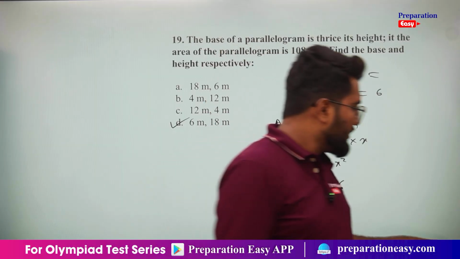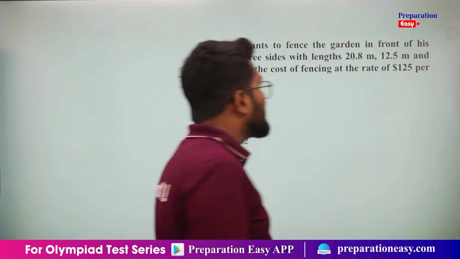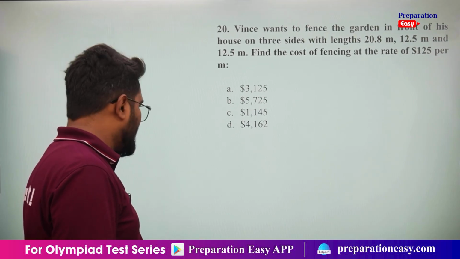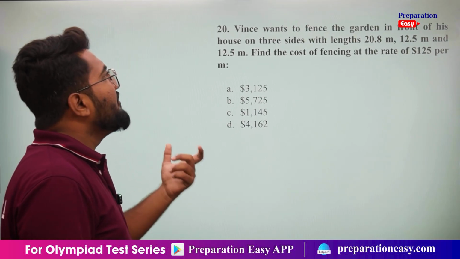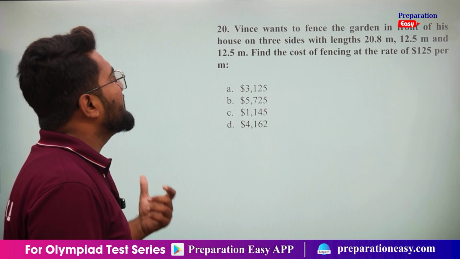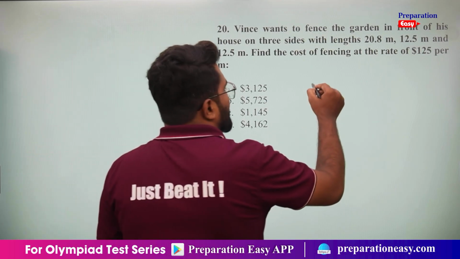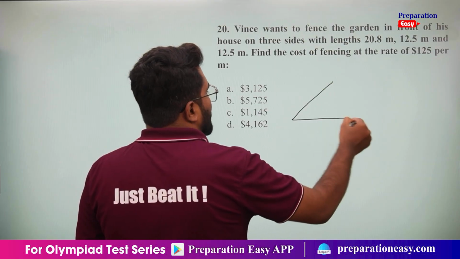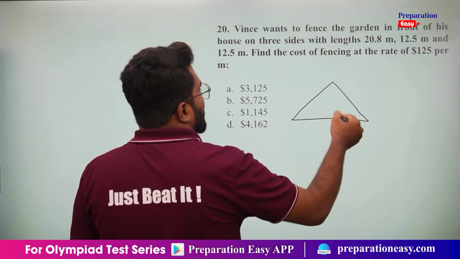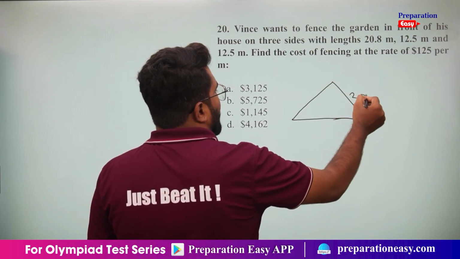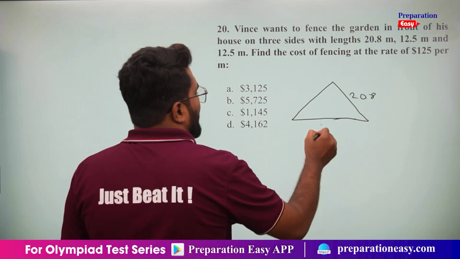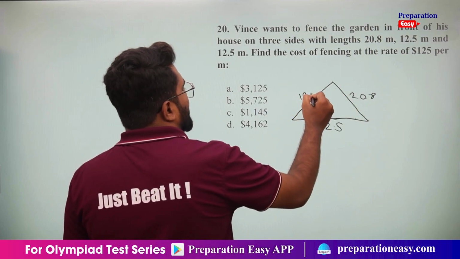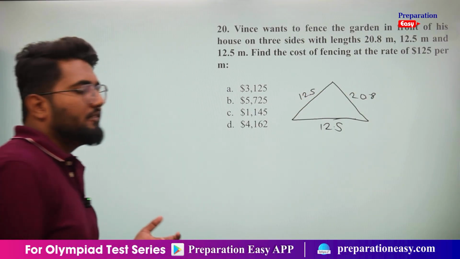Okay. Let's move towards next question. Question number 20. Vince wants to fence the garden in front of his house. The garden is in triangular shape. What are the sides? 20.8, second is 12.5, and third one is again 12.5. Find the cost of fencing.